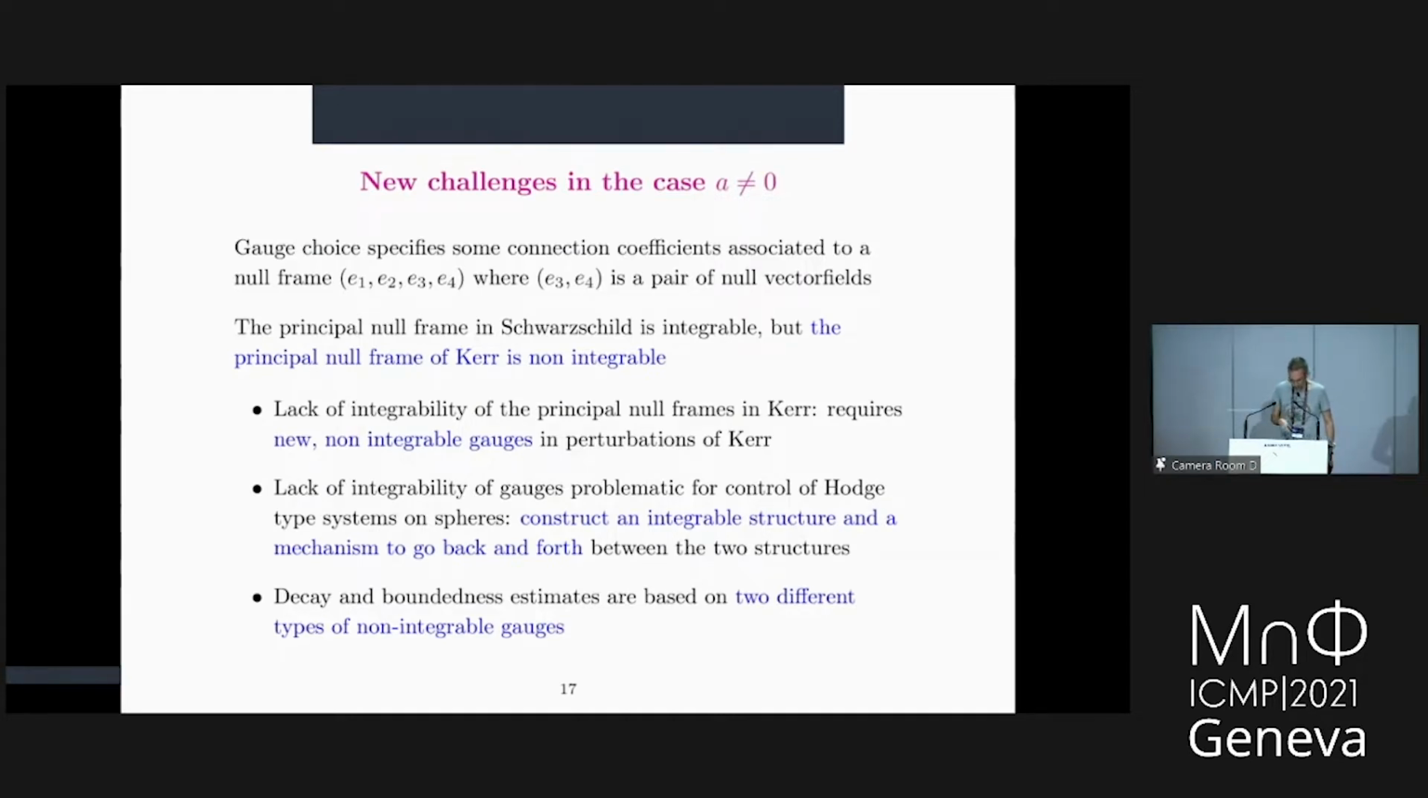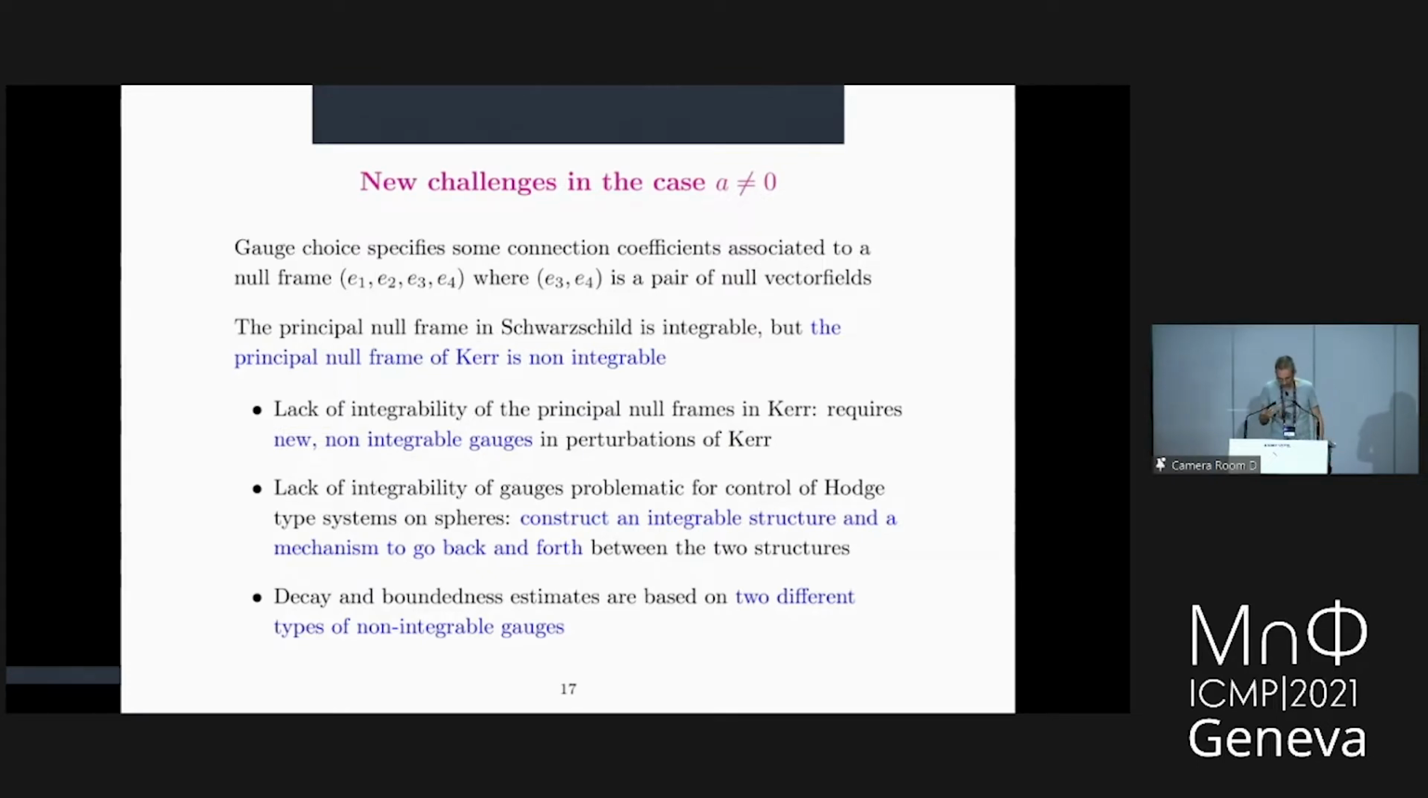If you work with an integrable frame, you always can work with the same integrable frame for both problems. It's good for decay, it's also good for boundedness. In this problem, it turns out actually that it is not. In other words, we could not find one that was working for both.